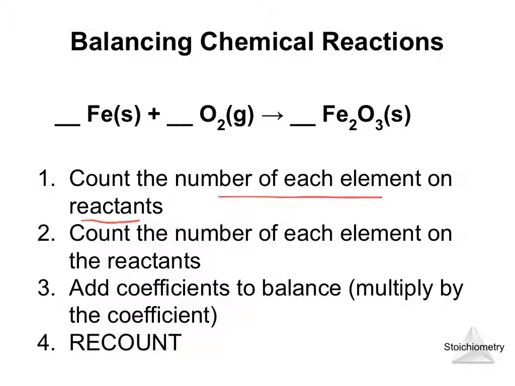Next, we're going to count the number of elements on the, this should say products side. And then we're going to add coefficients to balance. We're going to multiply by the coefficient. And then at the very end, this is really important. Anytime we make a change, we need to recount and make sure that we are still staying on track.